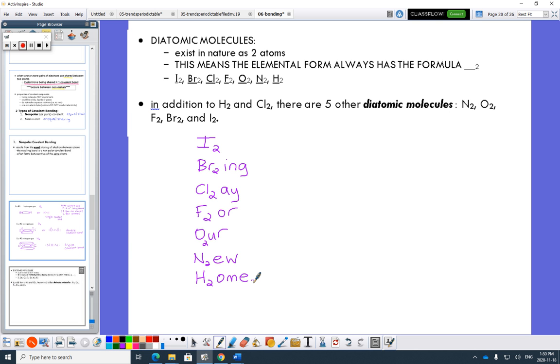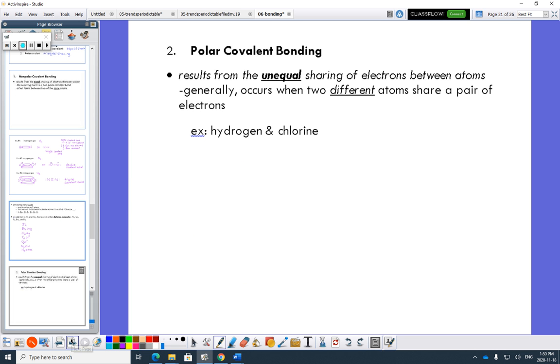But what about polar? The Lewis structures for polar compounds are almost identical. There's just one extra little thing, okay? So polar covalent is unequal sharing of electrons, and you have to have 2 different atoms, but you do the same basic principle.